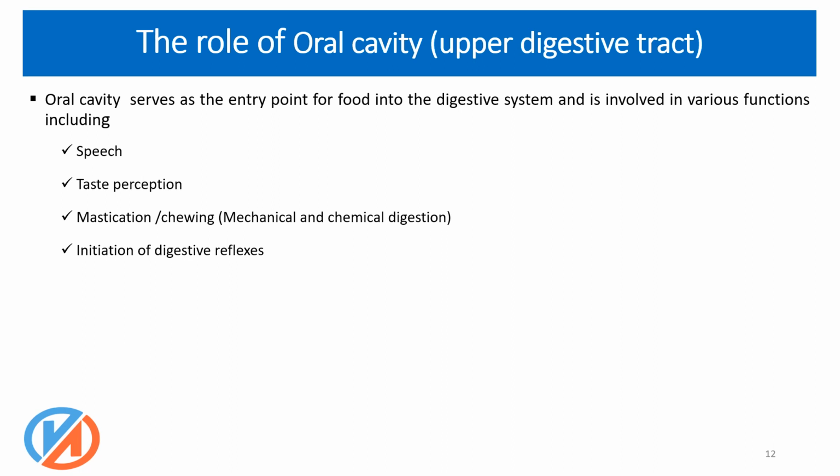Having discussed the overall components of the oral cavity and their specific roles, we can summarize the role of the oral cavity as follows. The oral cavity serves as the entry point for food into the digestive system and is involved in various functions. So let's divide these functions into four.